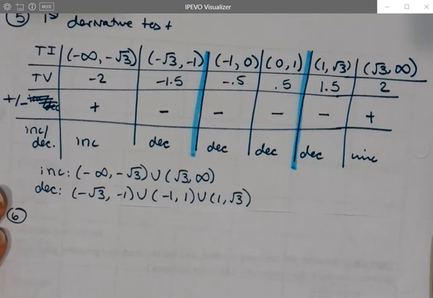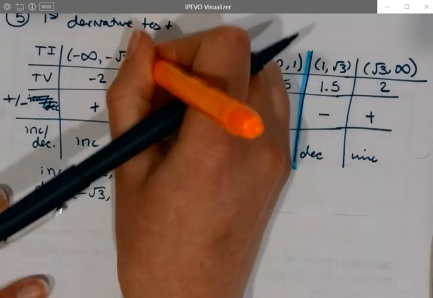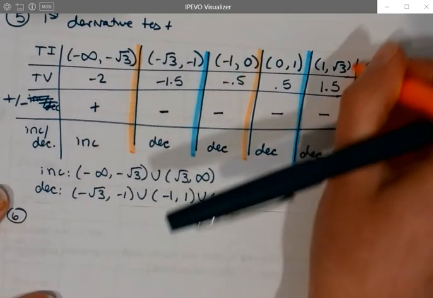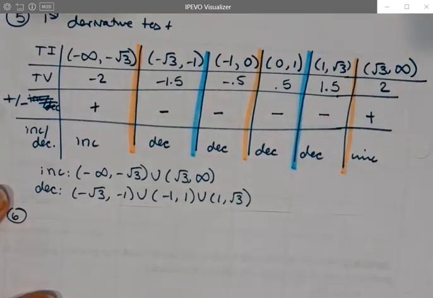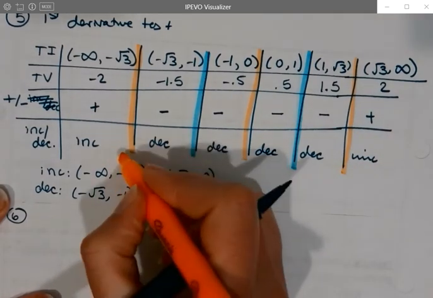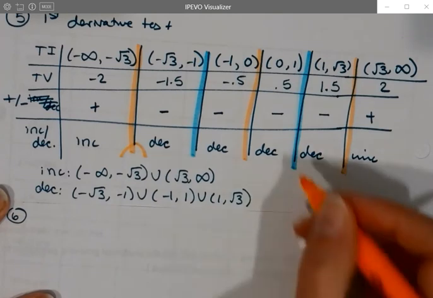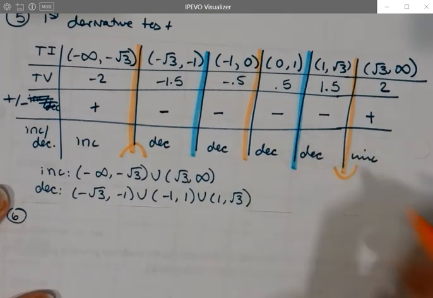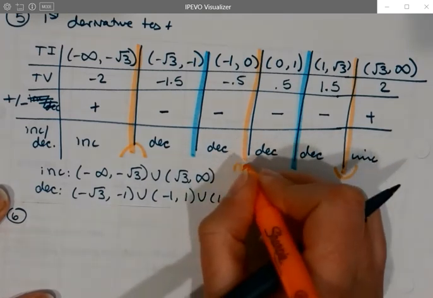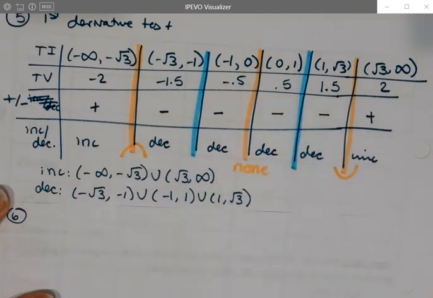I'm going to just highlight my critical values real quick. Critical value at negative the square root of 3, critical value at 0, and critical value at the square root of 3. Now, when I change from increasing to decreasing, that's going to be a maximum. When I change from decreasing to increasing, that's going to be a minimum. And then we're going to have none at that 0 value right there.